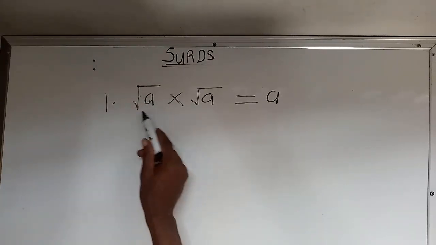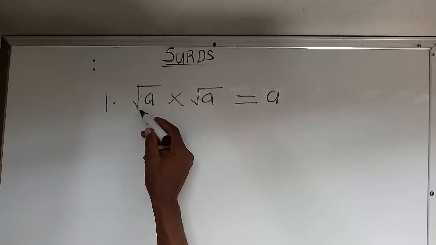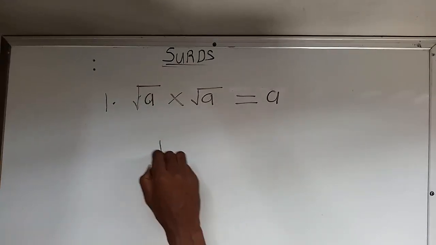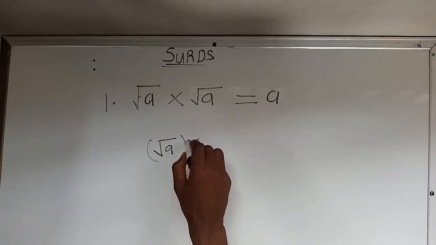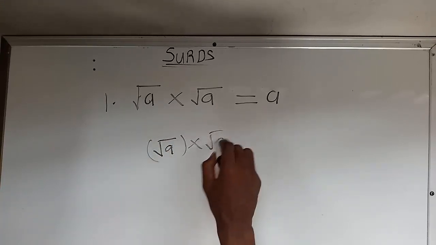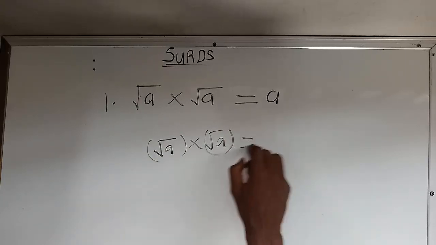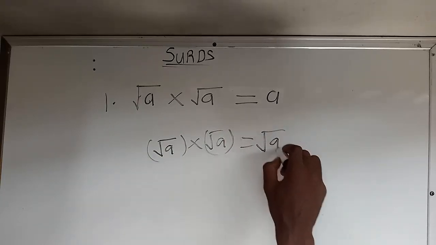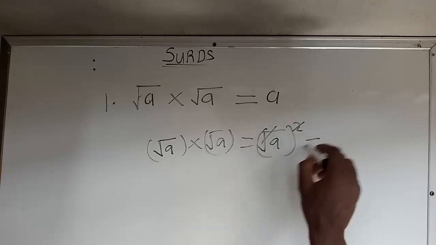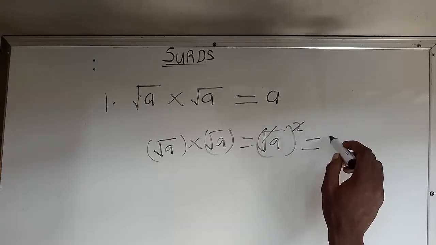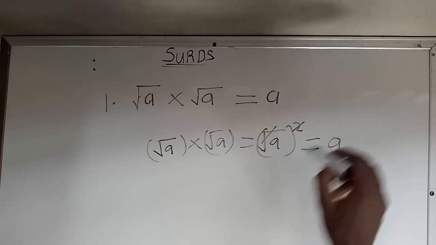You can just think of it this way: root a times root a. Anytime you have something multiplying itself, it is the same as that thing squared. So root a squared, and you know the square and the square roots are inverse operations. So this will give us a.